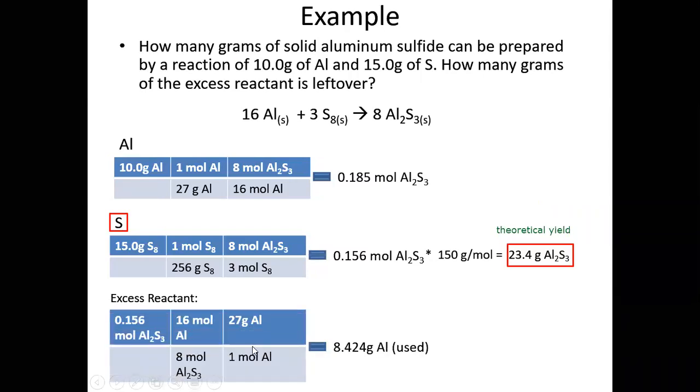So we take the moles of the product produced by the limiting reagent, and we're going to convert it to moles of the excess reagent. So that's aluminum. So in the first step, we're converting moles of aluminum sulfide to moles of aluminum, and then we convert that to mass of aluminum. So this 8.424 grams is how much aluminum is used. And then we subtract it from the initial, which was 10, and we see that we have 1.58 grams of aluminum left over.